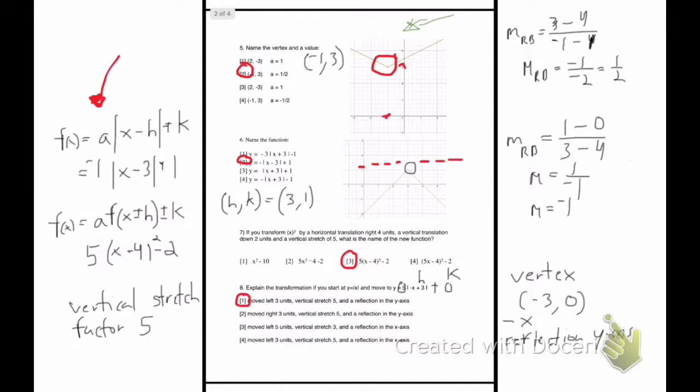Well, the a value is the slope of the right branch. And where is the right branch? I'll put the right branch right here, because this is the right branch. And we want that slope. So how do we find the slope? Well, we use 2 points.